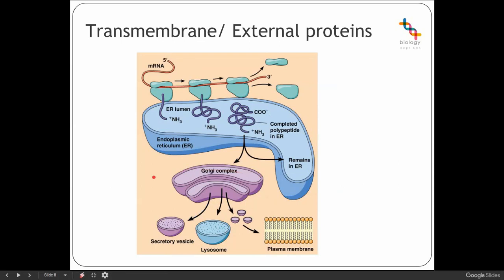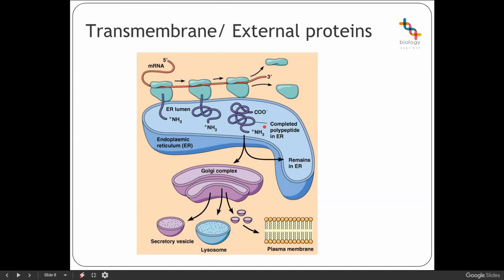Our other option is if we have a transmembrane or an external protein. So in this case, our signal sequence is going to be recognised by a ribosome, and that prompts the ribosome to bring the polypeptide all the way over to dock with the endoplasmic reticulum. So the ribosome sticks onto the endoplasmic reticulum, forming rough ER. From there, it continues its translation, and when it's finished, again the ribosome disbands, and we have the completed polypeptide remaining in the endoplasmic reticulum.